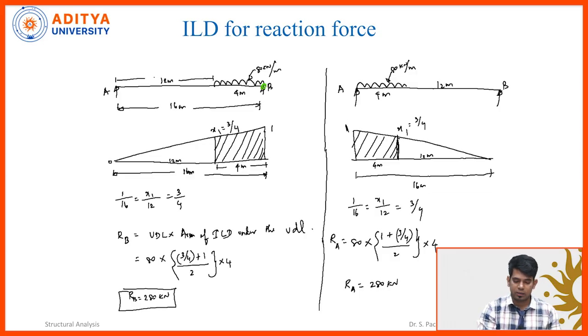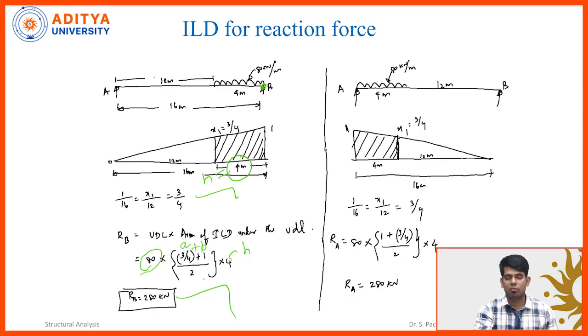Then I have computed the x1 ordinate by using the similar triangle principle. Now, the UDL multiplied by the shaded portion, which is the trapezoidal area. So, this is A, this is B, (A plus B) by 2 and then this is H. H is nothing but 4 meters. Okay. So, H is equal to 4 meters. We substituted and we got the value of RB.